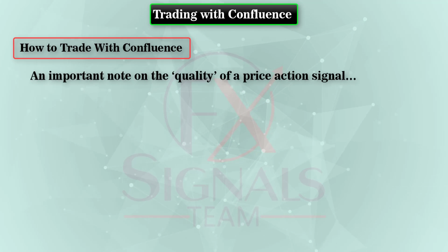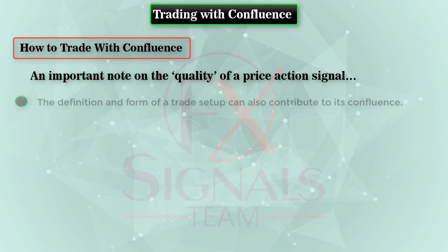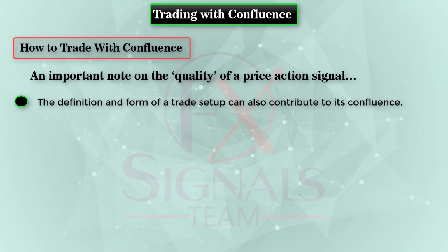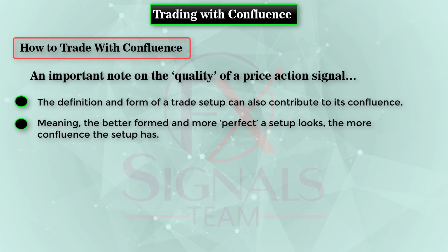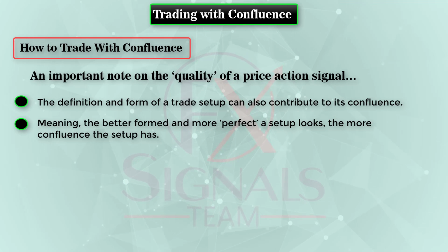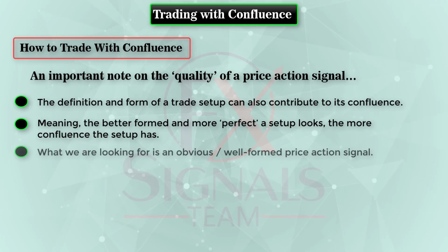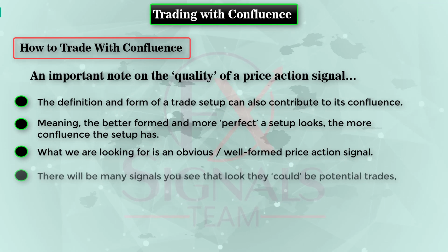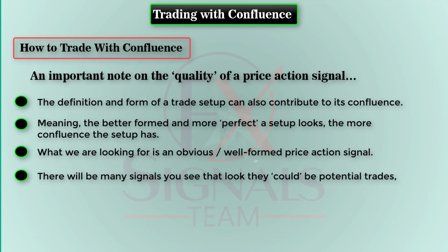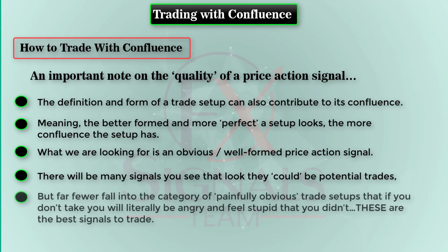An important note on the quality of a price action signal. The definition and form of a trade setup can also contribute to its confluence. Meaning, the better formed and more perfect a setup looks, the more confluence the setup has. What we are looking for is an obvious or well-formed price action signal. There will be many signals you see that look like they could be potential trades, but far fewer fall into the category of painfully obvious trade setups that if you don't take you will literally be angry and feel stupid that you didn't. These are the best signals to trade.